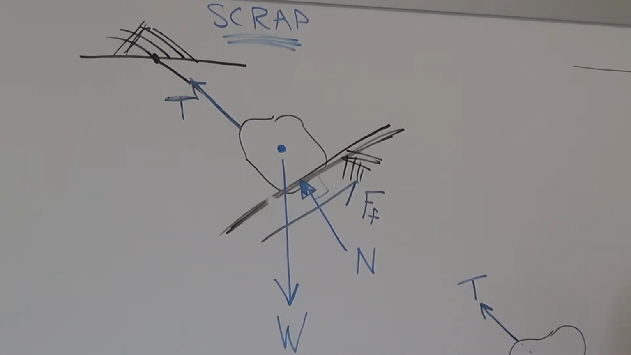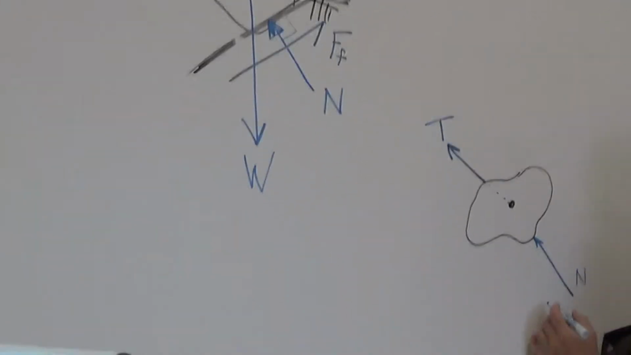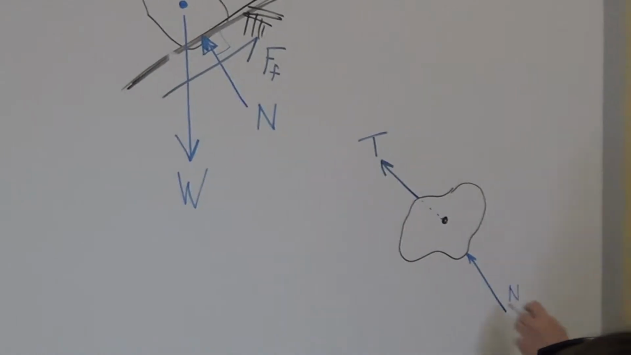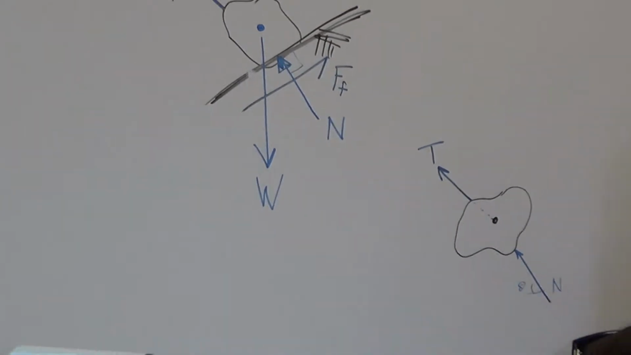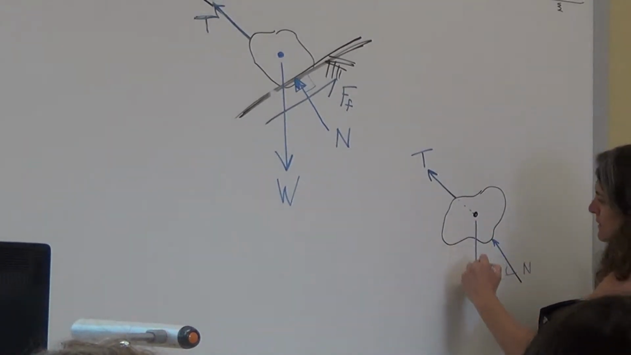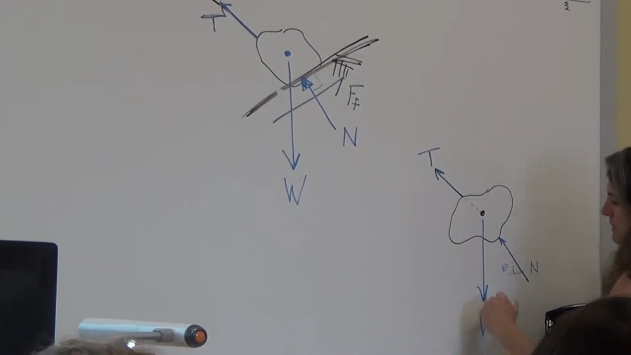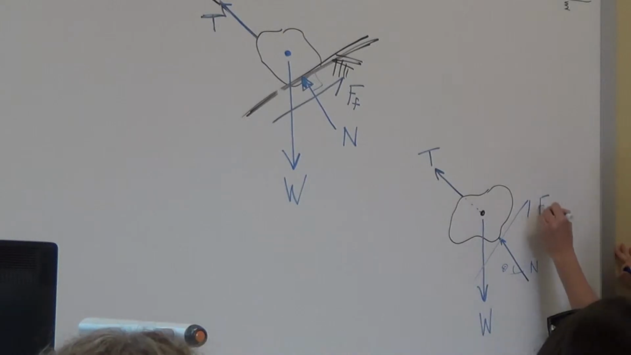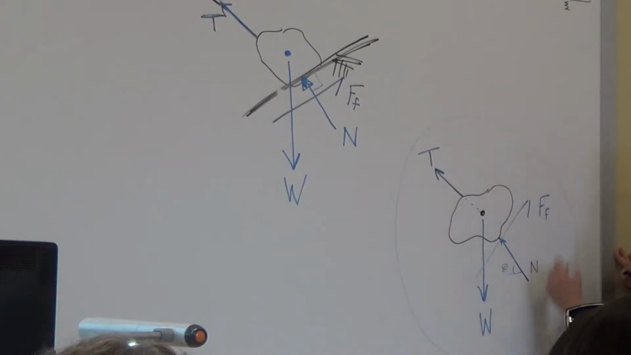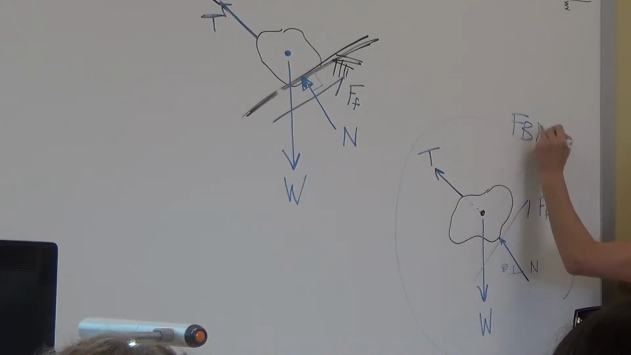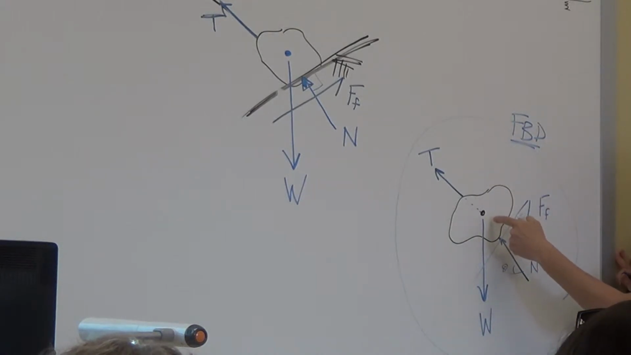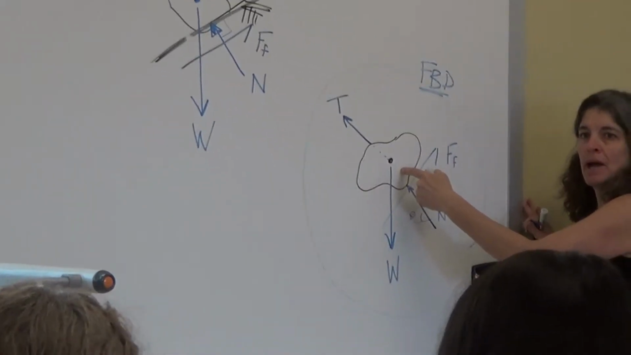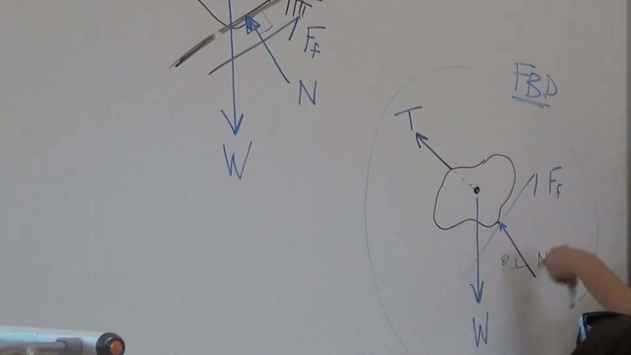Here we have our normal. I have to have some kind of angle, so I'll just put theta. Here I have my weight. And here I have my frictional force. This is a free body diagram. What you're doing is isolating the body that you're drawing the free body diagram of and drawing all the forces on it.